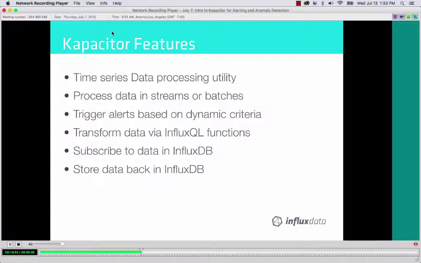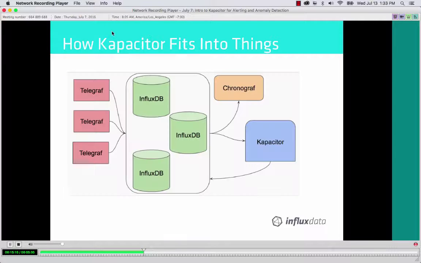It subscribes to data in InfluxDB. When you start up a Kapacitor process, you tell it, I want you to subscribe to all of the data that's coming through, or maybe just a subset. And finally, it can store data that it processes back into InfluxDB. That may be a little hard to think about, so I'll give you a visual representation of how the whole thing fits together. In our mind, you have Telegraf or some other collector feeding into an InfluxDB cluster.